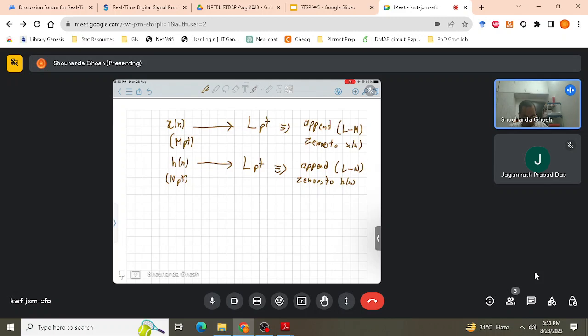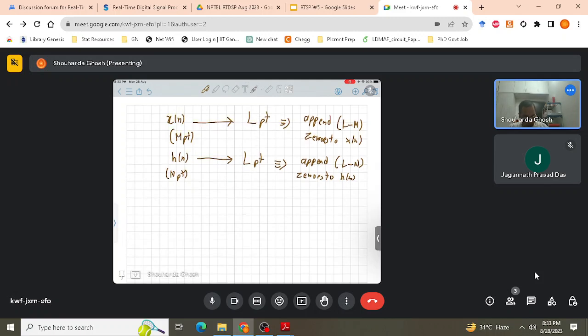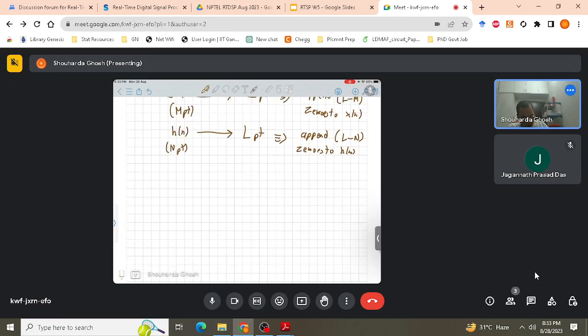So now what happens over here is that, let me give an example. Xn is a 10 point sequence. It is convolved with hn, which is a 5 point sequence. So what is your y of n? Y of n will be 10 plus 5 minus 1, which is a 14 point sequence.